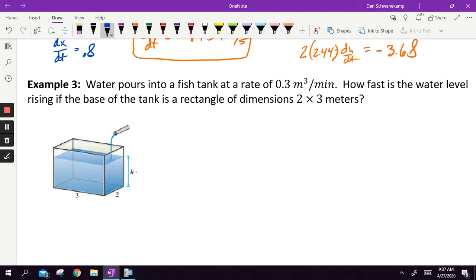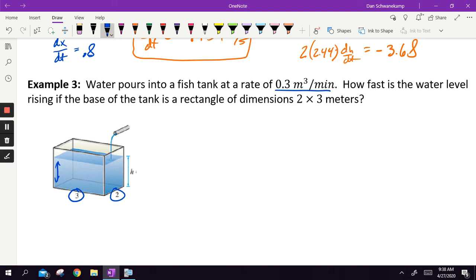Water pours into a fish tank at a rate of 0.3 meters cubed per minute. How fast is the water level rising in the base of the tank if the rectangle is dimensions 2 by 3? All right, so you have a square. So look at this. We got this rectangular prism fish tank. The base is 2 and 3. The water level is going up because we're adding water to this thing.